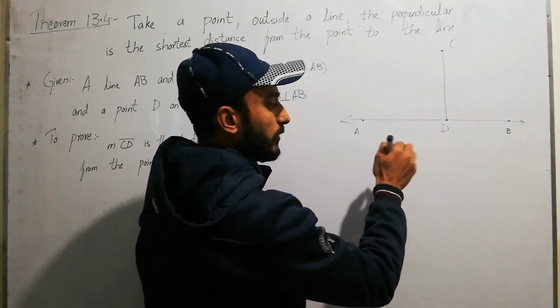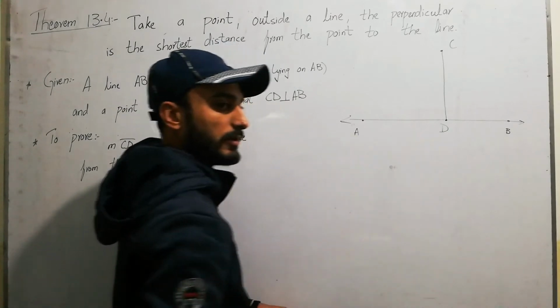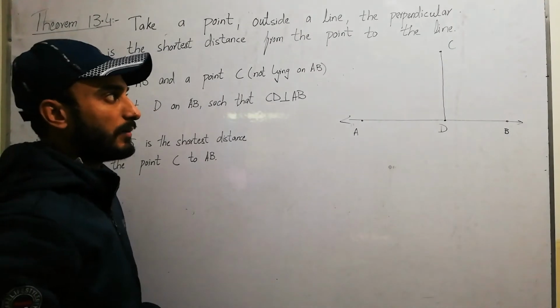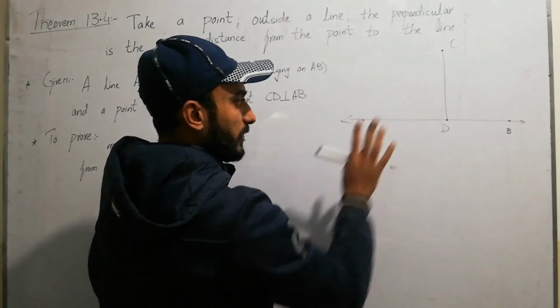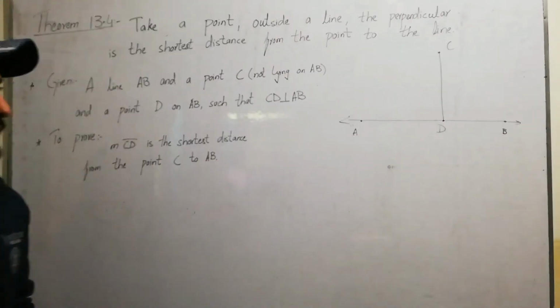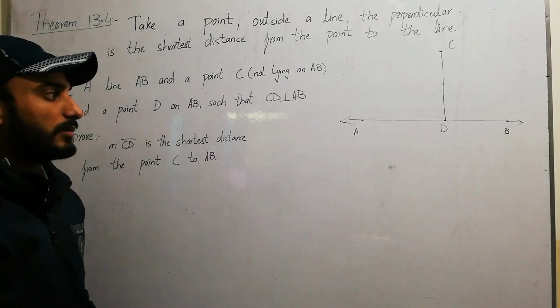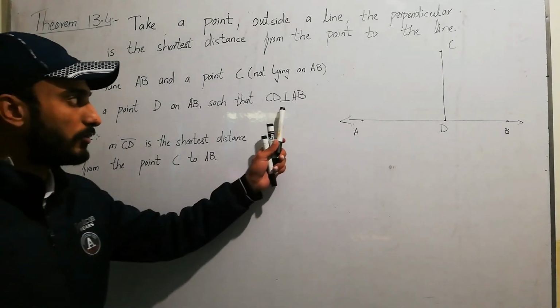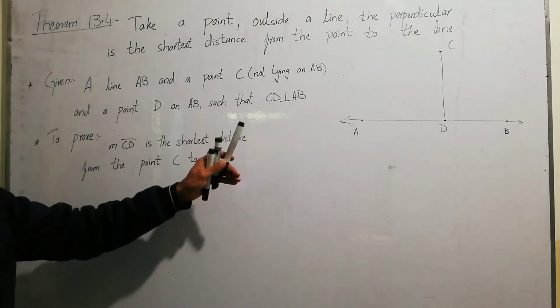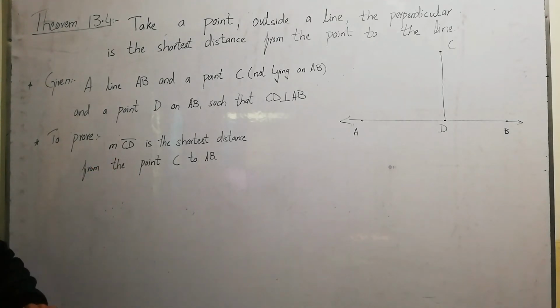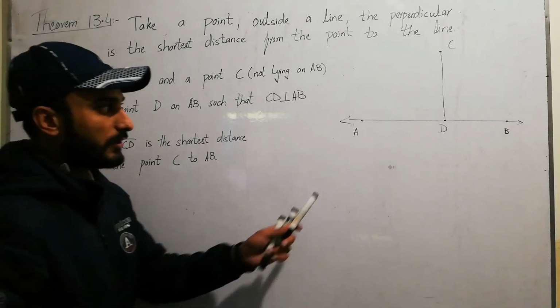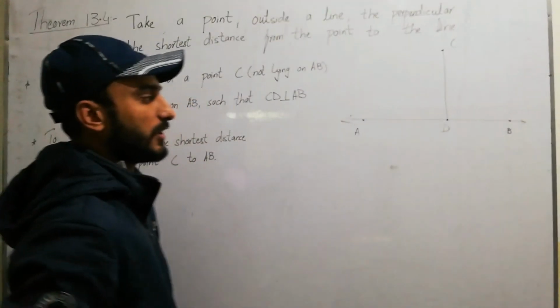Now in the given, it is given that a line AB and a point C not on the line AB, point C is not on AB. Now draw a straight line, take a point D such that CD is perpendicular to AB. This is what we have given, and what we have to prove is that the measurement of CD is the shortest distance from the point C to AB. This is what we have to prove, CD is the shortest distance.